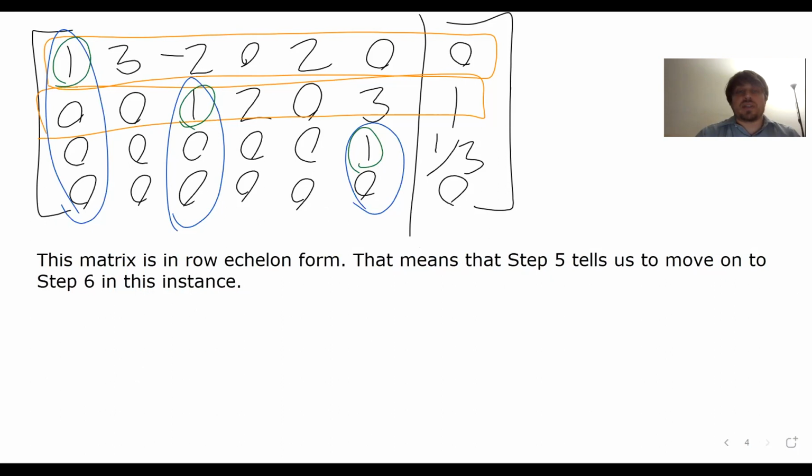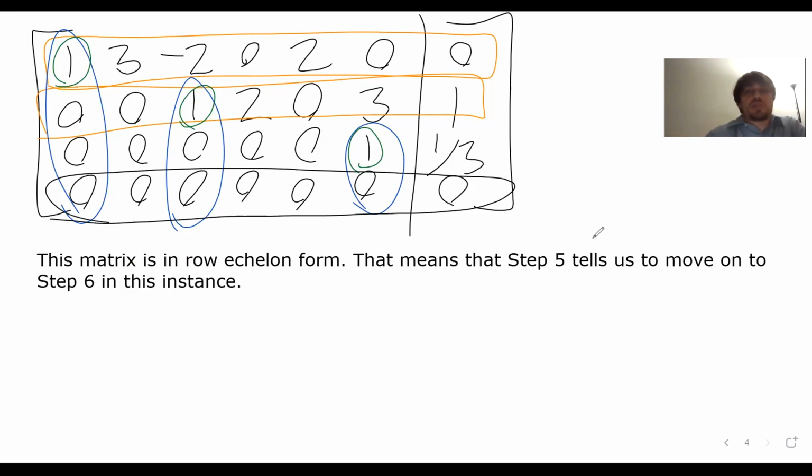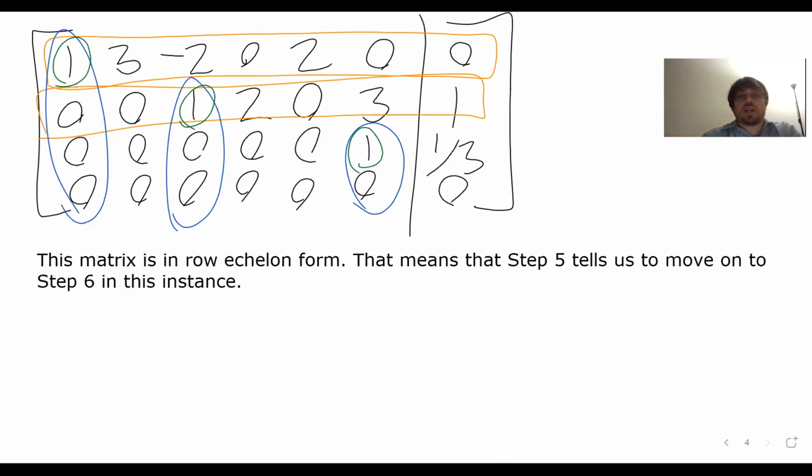Okay, so then you start with the bottommost row and you take the leading 1 in that row and you add suitable multiples of it, so that way you get all zeros above. There are no leading 1s in that bottommost row. I'm going to choose pink. So there's no leading 1s here.